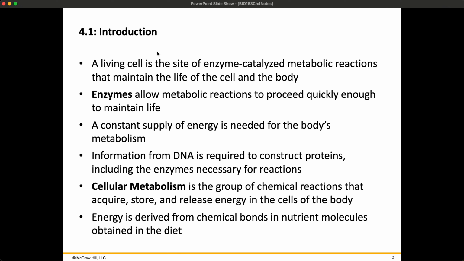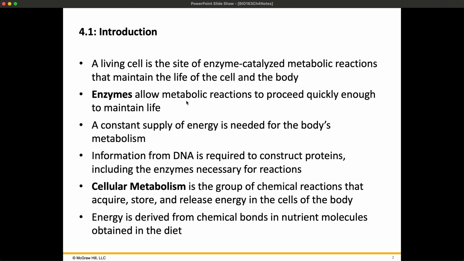So first, just remembering that we're kind of talking about energy here right at the beginning of this one, and all of these things are occurring within a cell. So enzyme catalyzed metabolic reactions that maintain the life of the cell and the body. Enzyme catalyzed means that the enzymes, those protein molecules, are what kick off these reactions. The reactions would occur anyway; they would just happen way too slowly to actually maintain life. But enzymes allow these reactions to proceed fast enough to maintain life.